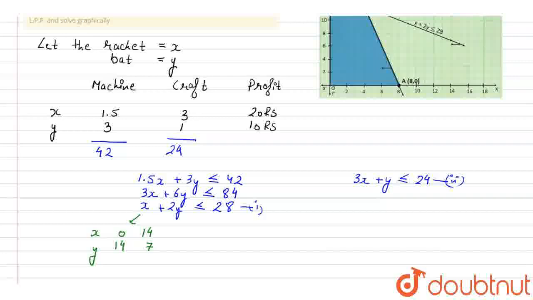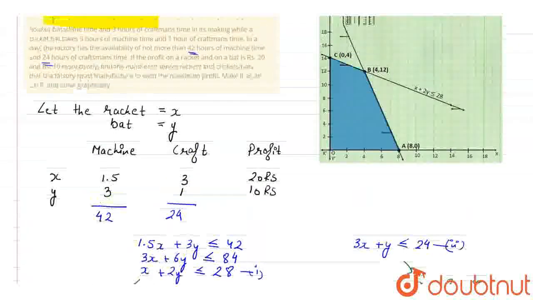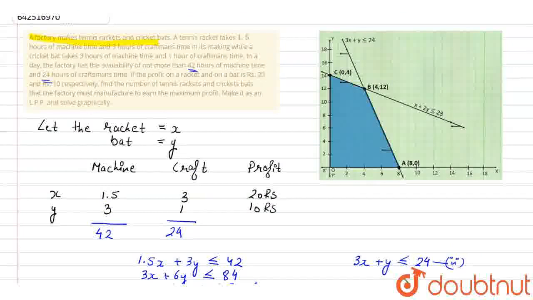And in the second equation, that is this one, we take x and y. If we take the value of x as 2, we have y as 18, and if we take the value of y as 0, we have x as 8. We'll plot all these coordinates in the graph. So here is the graph. We'll plot this coordinate according to the question given.